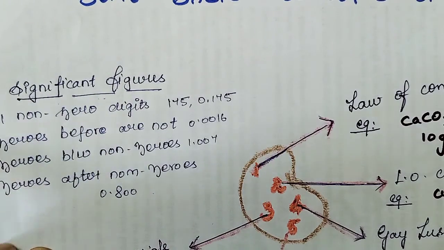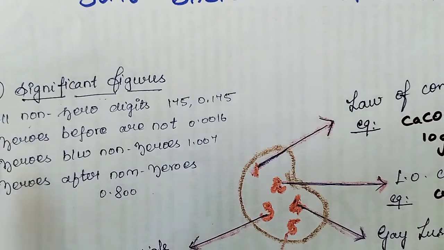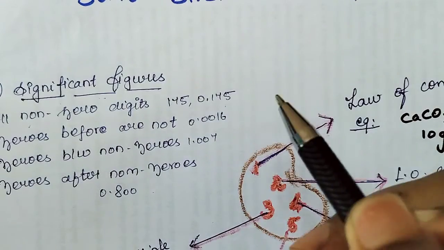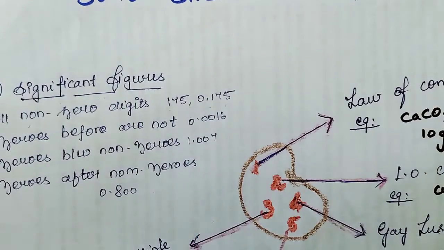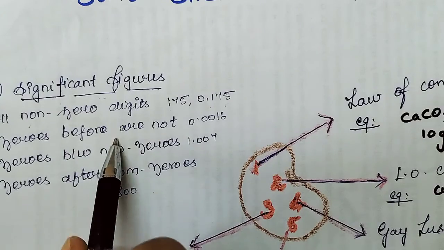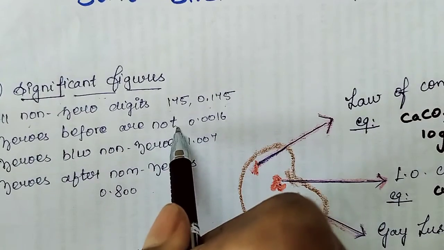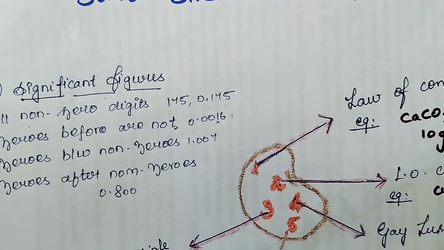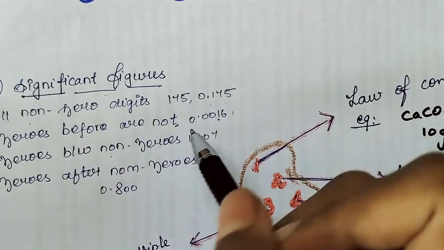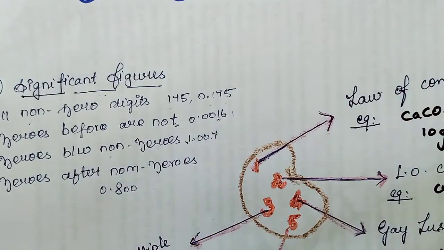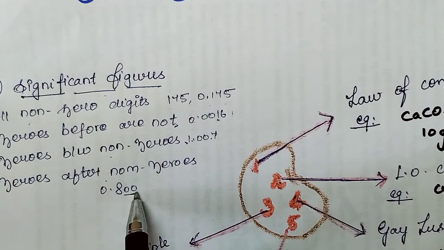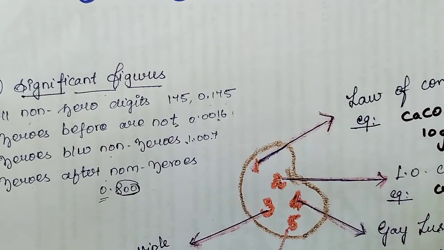So for significant figures, there are four important points over here. All non-zero digits are significant. For example, they have three significant figures. The zeros before are not significant, so from here you see these are not significant, only two significant figures over here. Zeros between non-zeros are significant. Zeros after non-zeros are not significant. Then three significant figures are present over here.